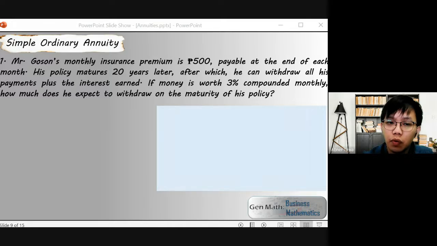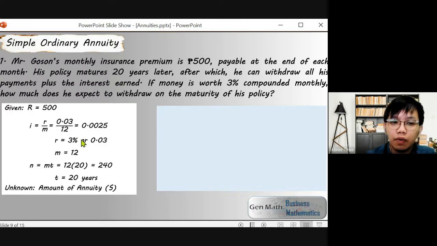Okay, so if you're going to observe, this is a simple ordinary annuity, because the payment interval is each month and the interest period is monthly, wherein they are equal. Therefore, it is simple, and it says here that the date of payment is every end. Therefore, it is ordinary annuity. Okay, so we're going to identify the given.